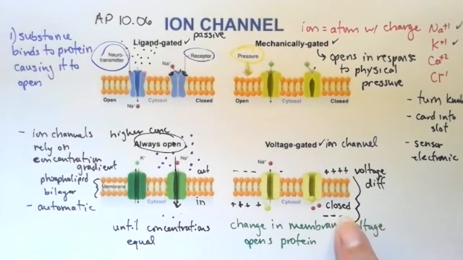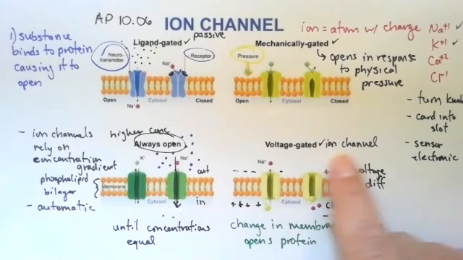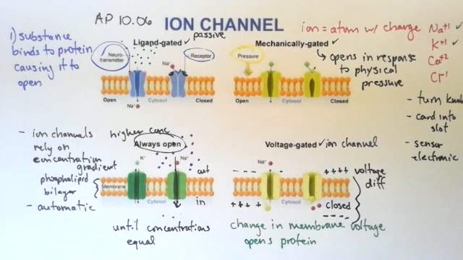So we have a positive voltage here and a negative here. If that flips, it's going to open up the channel. That's called a voltage gated ion channel. So the two terms that you're going to see over and over are ligand gated ion channel and voltage gated ion channel. And this was your explanation for what those are.